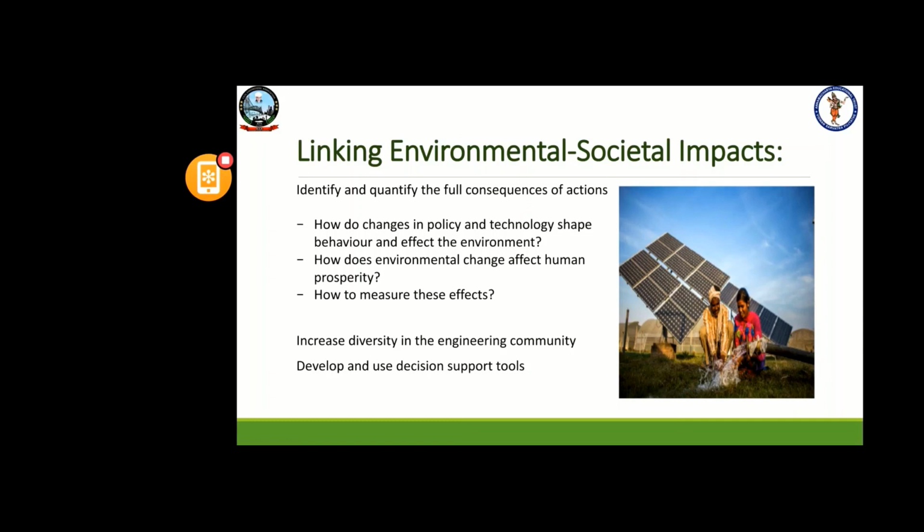So here, linking environmental and social impacts, identify and quantify the full consequences of actions. How do changes in policy and technology shape behavior and affect the environment? How does environmental change affect human prosperity? How to measure these effects? Increase diversity in the engineering community. Develop and use decision support systems. This environment can be linked with the latest technology of decision support system automation, SCADA.